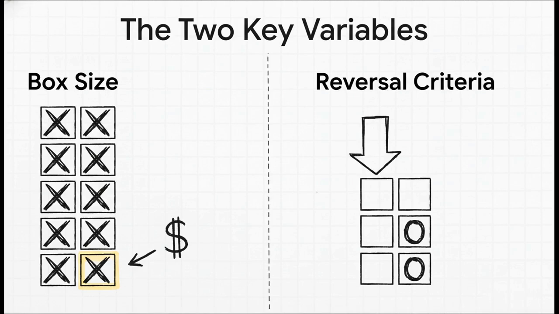Then you've got the reversal criteria. This decides when a trend has actually changed direction. A 3-box reversal means the price has to move in the opposite direction by $15, that's our 3 boxes times $5, before we say, okay, we're in a downtrend now.